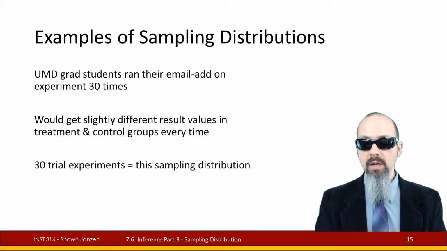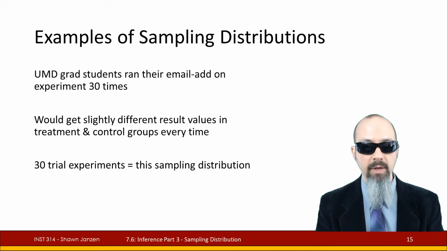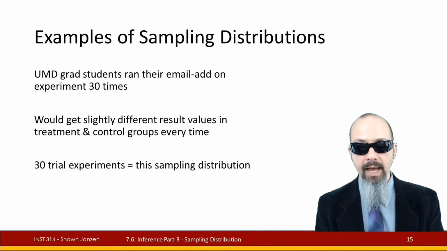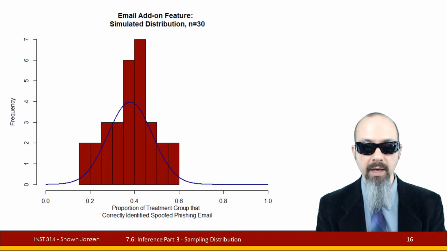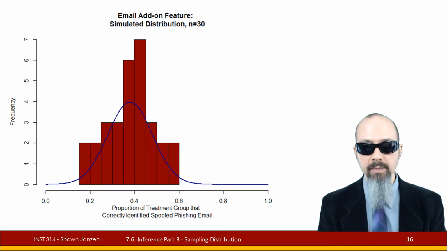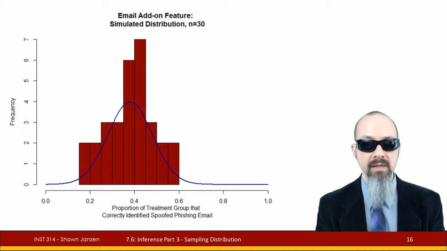So what I might do here is simulate the email add-on experiment with an n of 30, where we have 30 different email experiments that we did. And in each one of these, I could ask, what is the proportion of the treatment group that correctly identified their spoofed email? This would be a histogram of all of the different times. Some of them were as low as around 0.2, and some of them were as high as 0.6. So some of them found a lot, some of them found fewer, but they started to form a distribution of their own.